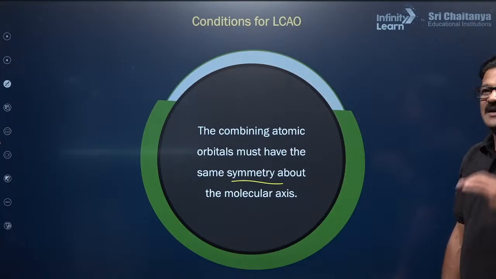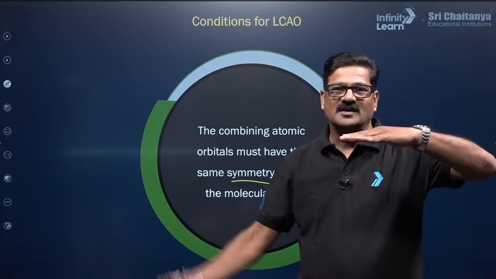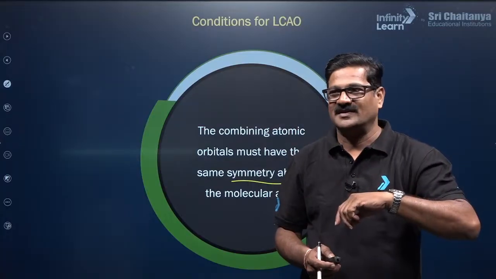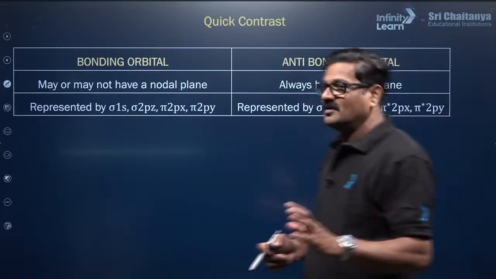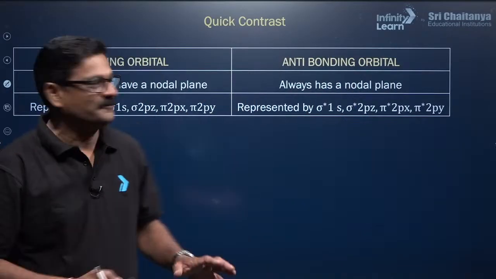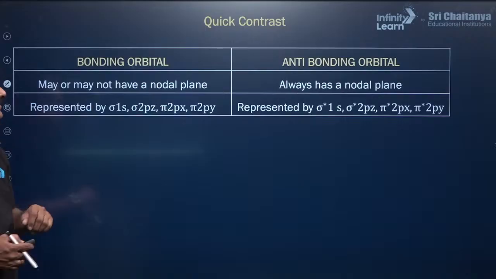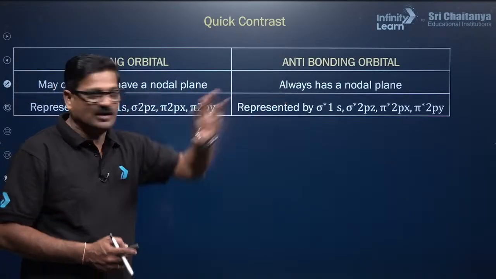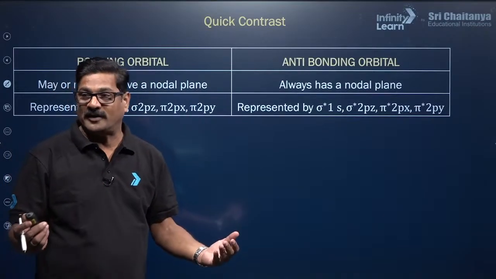So I mean to say the direction of the orbital should be like this. So you want to say px orbital. If you say py orbital, they cannot form a sigma bond, right? And a quick contrast, you can say bonding orbital and anti-bonding molecular orbital. Bonding orbitals may or may not have a nodal plane, but anti-bonding molecular orbitals definitely will have a nodal plane or more than one nodal plane.